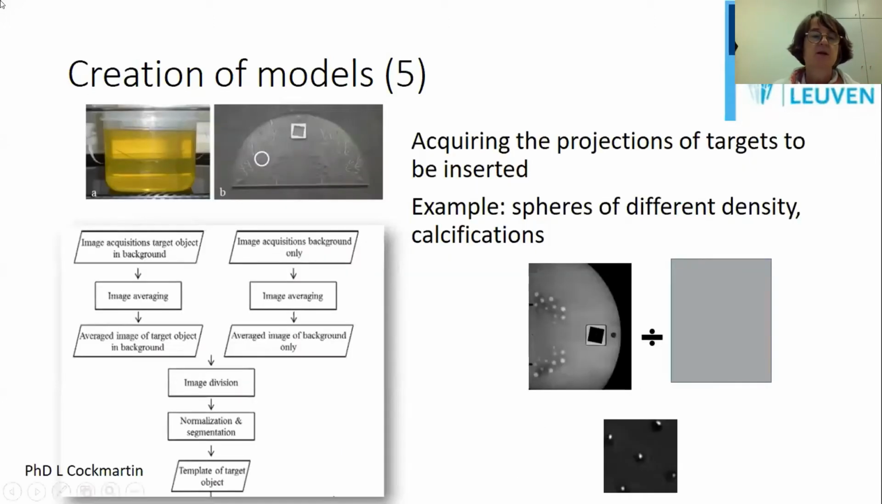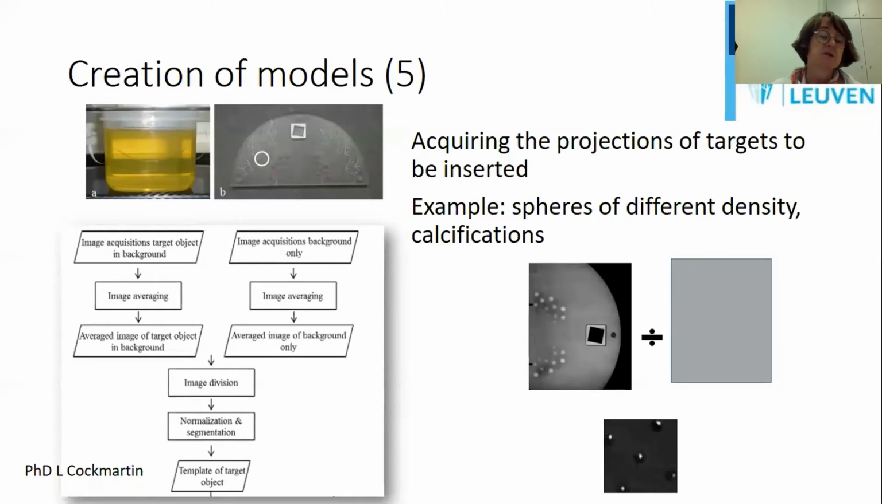Here is another way, also a historical way in our team, still one of the best approaches, I think, for simple lesions, by Lesley Cockmartin, where we added in a box of oil a lesion of glandular tissue equivalent material, for instance a sphere. Then an acquisition with and without the sphere allows you to find the added gray values due to the sphere.